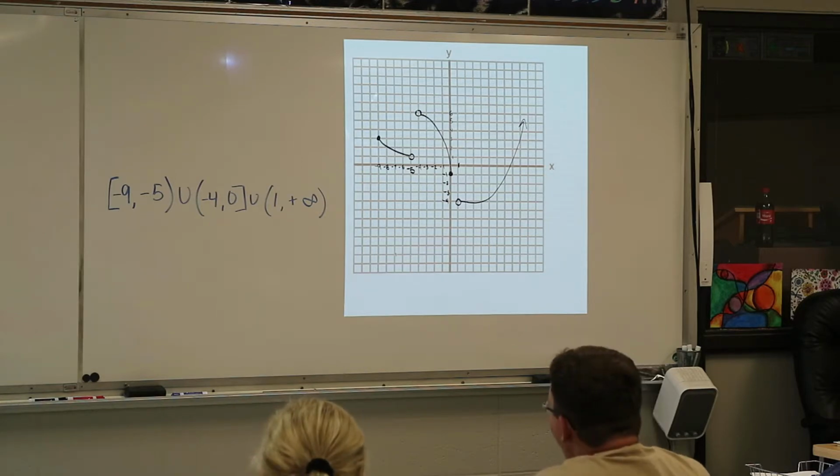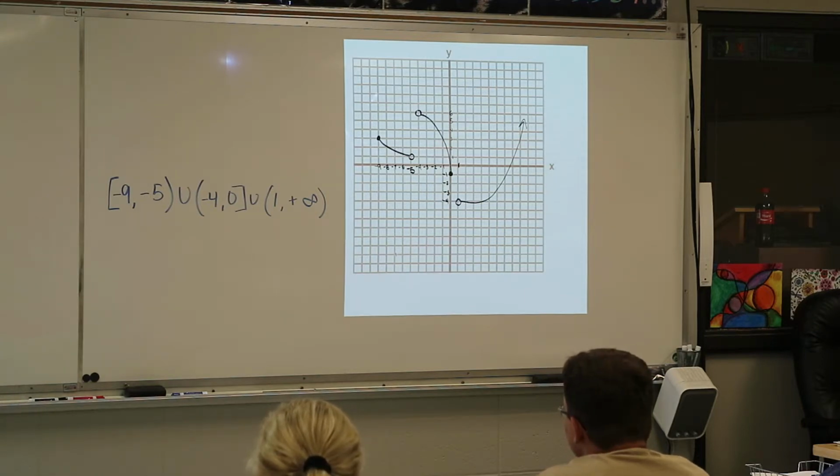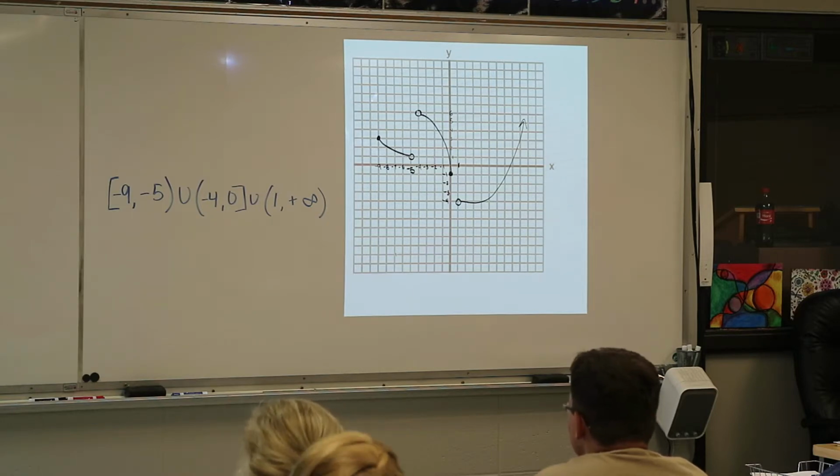The parenthesis. Everything. Parenthesis, the bracket, the numbers. The comma. 4, the comma, the 0, the comma. Okay. And the points on the bracket. 1 up to infinity, and that's correct.